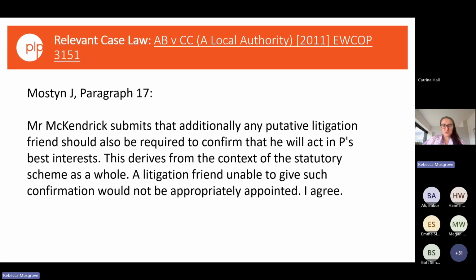So we start in 2011 with a case by Mr Justice Mostyn called AB and TC, a local authority. He refers to Mr McKendrick as one of the advocates in the case, and says that a litigation friend should be required to confirm that they'll act in P's best interests, which is fairly obvious. That derives from the context of the statutory scheme as a whole. We've obviously talked about what the rules say, and a litigation friend who's unable to give such confirmation would not be appropriately appointed. It sounds fairly straightforward, but as we know, when we get into the facts of cases, it sometimes becomes a little bit difficult to say what that means for whether you can do that.